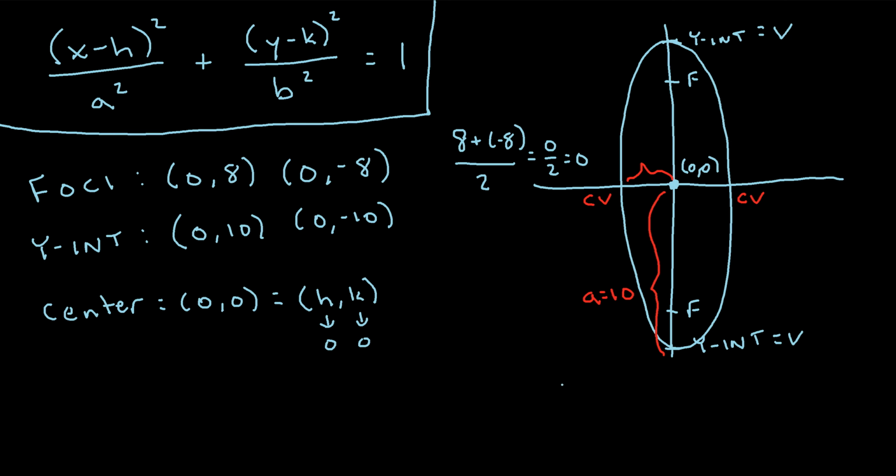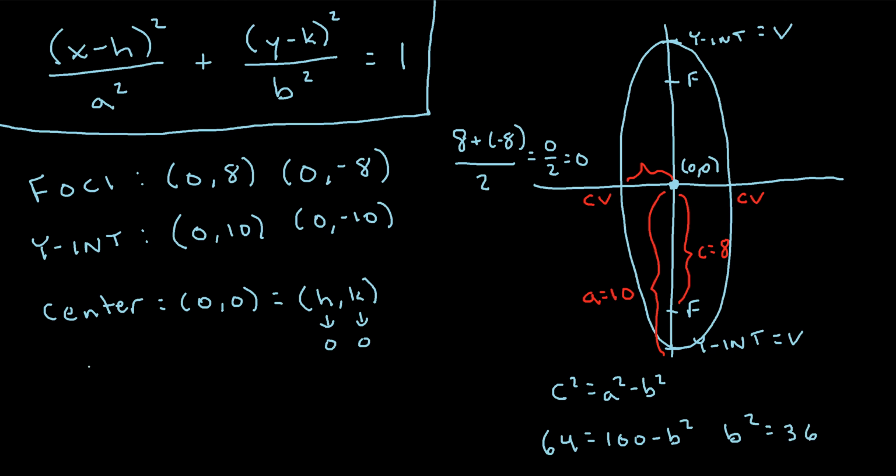We know that c squared is equal to a squared minus b squared, where c is the distance between the center and the foci. So we can see that c, this distance, is equal to 8. So we can say 8 squared, or 64, is equal to a squared, so a is 10, 10 squared is 100, minus b squared. Solving for b, we can move the b squared to the left-hand side and subtract the 64 to the right-hand side. We'll get b squared is equal to 100 minus 64, that's 36.